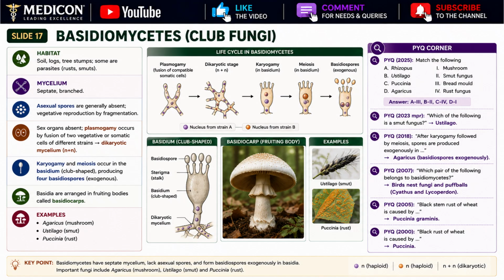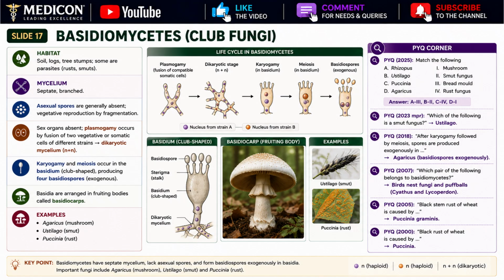Life cycle in the Basidiomycetes: plasmogamy is the fusion of compatible somatic cells, which turns into a dikaryotic stage, N plus N. Then karyogamy and meiosis happen in the basidium, and that's how basidiospores are formed. They are exogenous in nature. The nucleus from strain A and the nucleus from strain B have been colored here to show how two different nuclei take part in the life cycle of the Basidiomycetes.